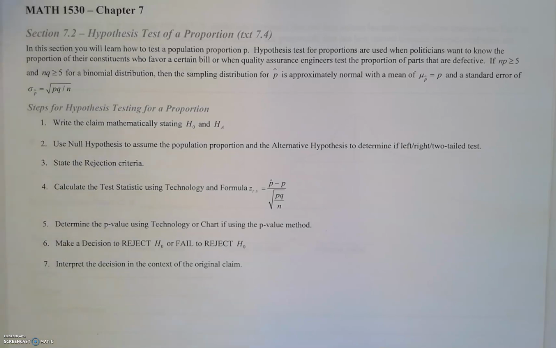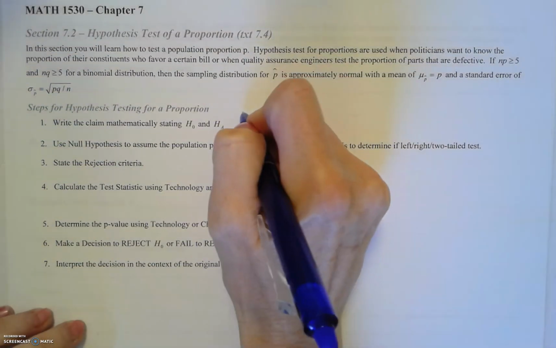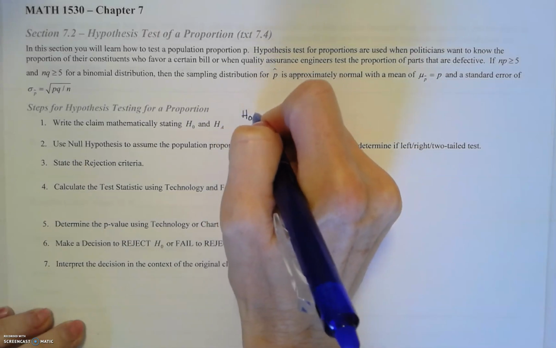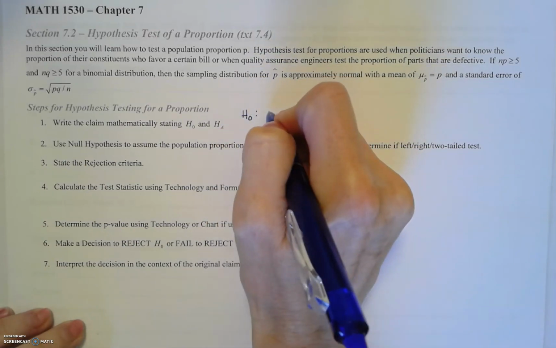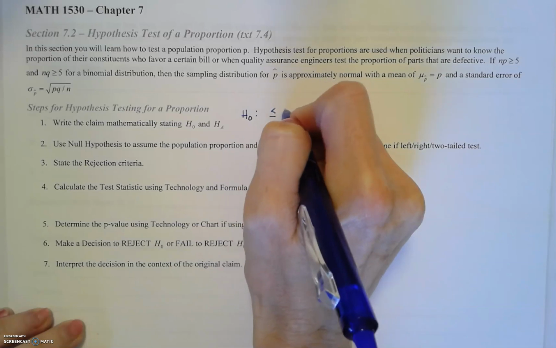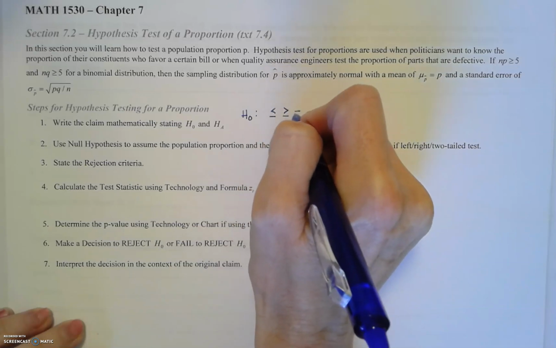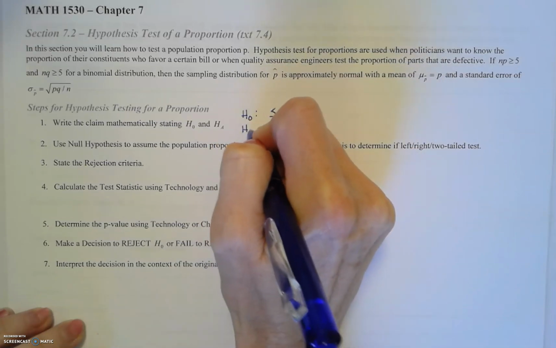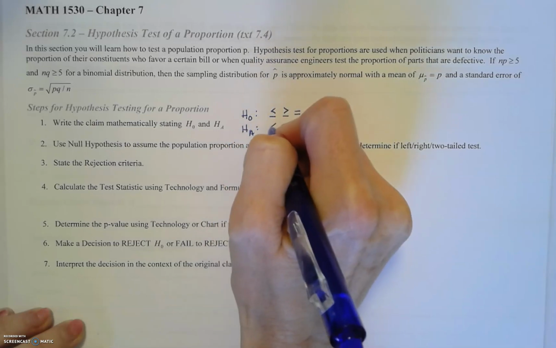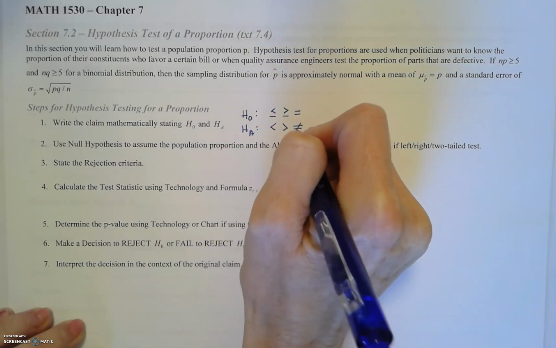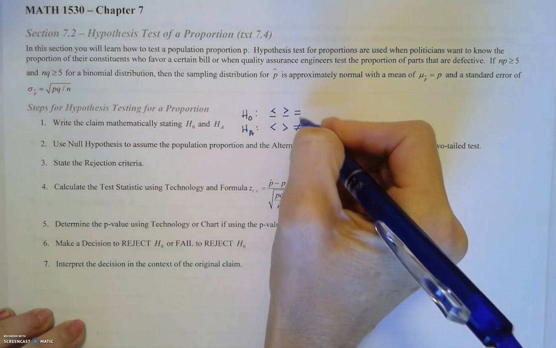So these are the steps. First, we're going to write the claim mathematically, stating H0 and HA. Now remember, when we're stating these, H0 always contains equality. So it's going to have less than or equal to, greater than or equal to, or equal to. And HA is always going to have the symbols less than, greater than, or not equal to. So make sure you choose which one has the claim.